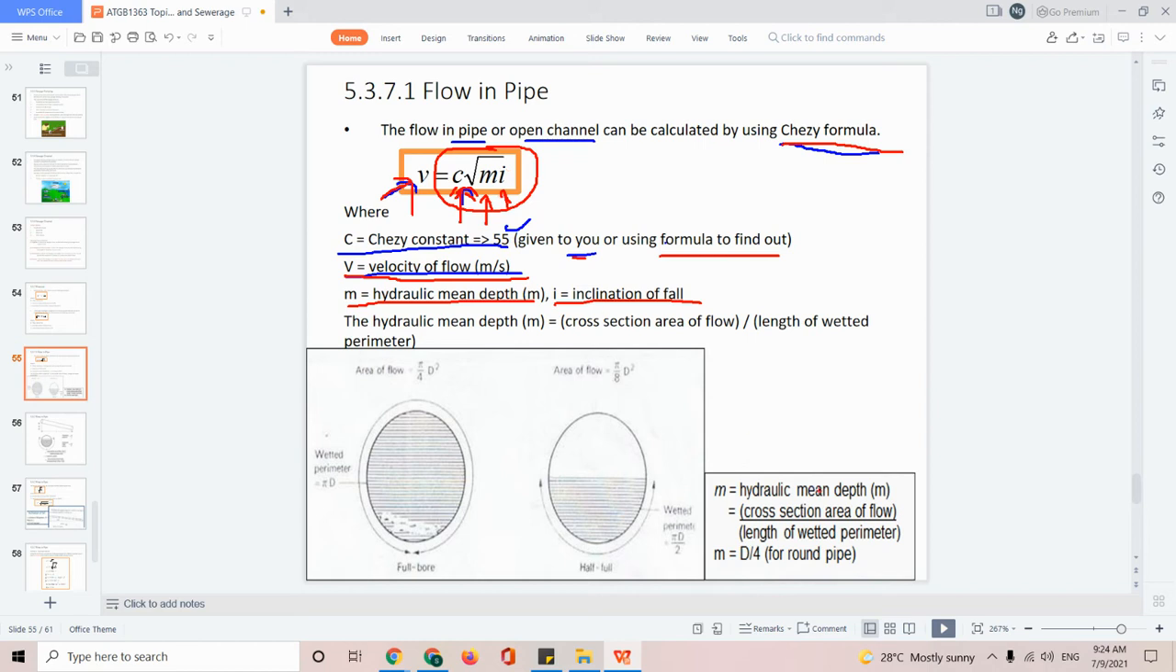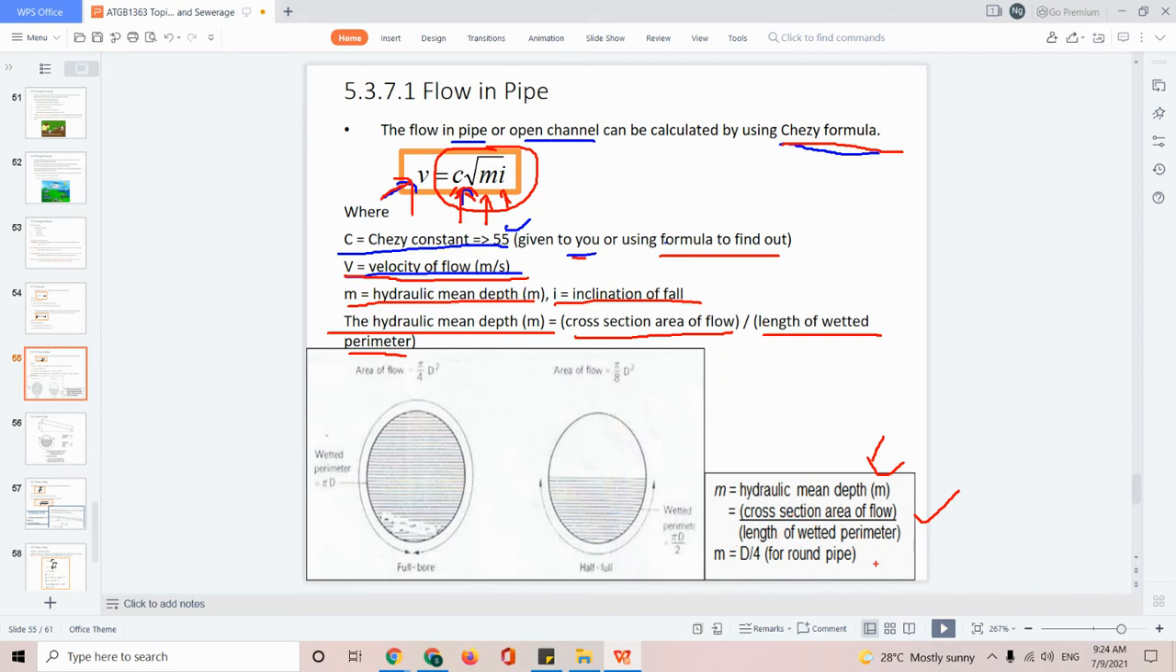So to get the M, if you look at it here, M is a hydraulic mean depth. It actually means the cross-section area of flow divided by the length of the wetted perimeter or something like this. So depending on your question, but okay.